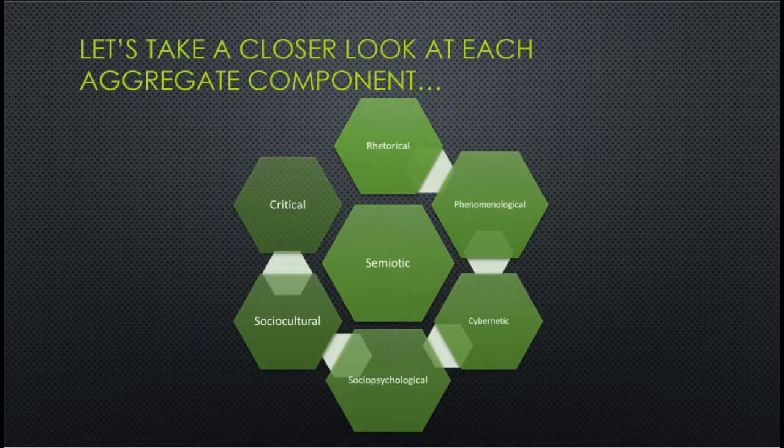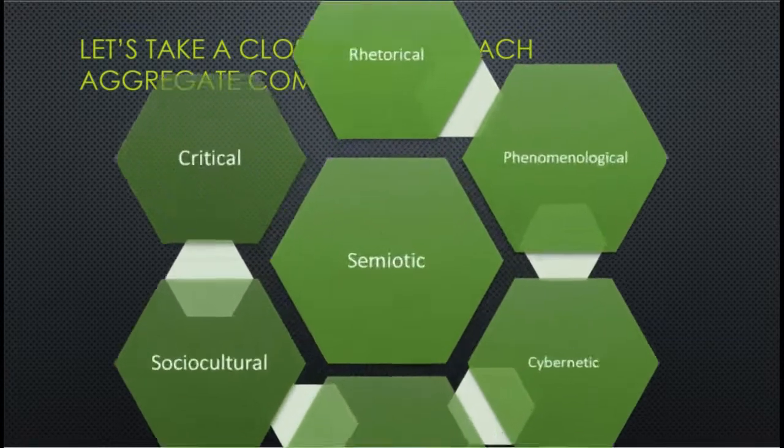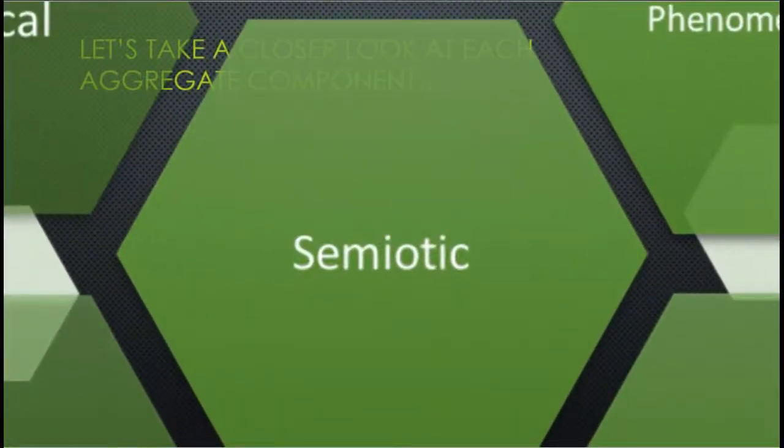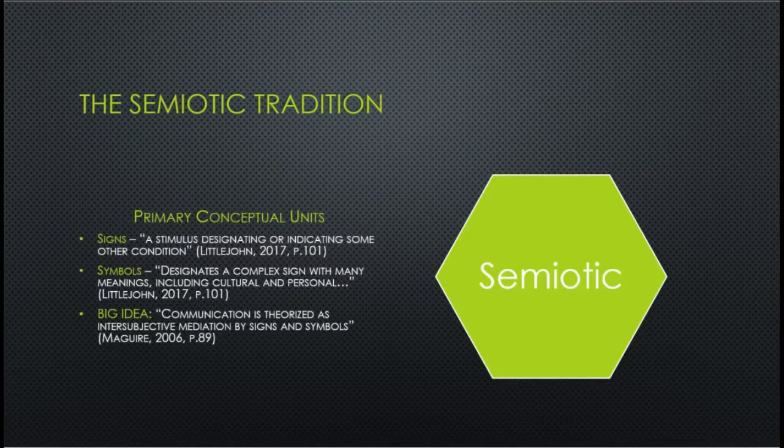With appetites sufficiently kindled, let's move forward with the promised survey of each tradition. The semiotic tradition has the following primary conceptual units. Signs. Signs are defined as the stimulus designating or indicating some other condition, while symbols designate a complex sign with many meanings, including cultural and personal. The big idea behind this tradition is that communication is theorized as intersubjective mediation by signs and symbols.